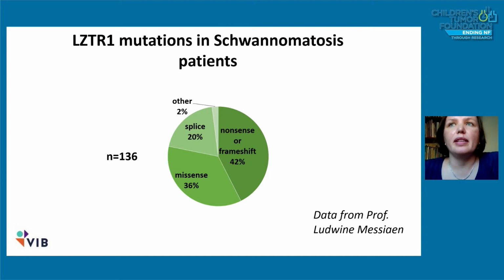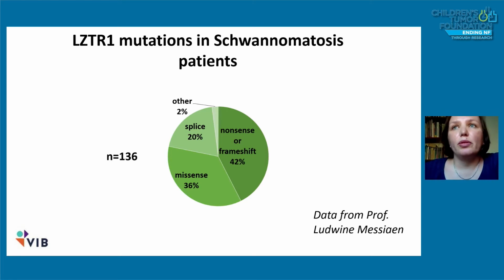LZTR1 was first identified as associated with schwannomatosis in 2014 by the group of Ludwig Messing. A few years later, germline mutations of LZTR1 were found to be associated with Noonan syndrome, which is a RASopathy disorder, also associated with increased activity of the RAS signaling pathway. So what is the current status of LZTR1 mutations in schwannomatosis patients?